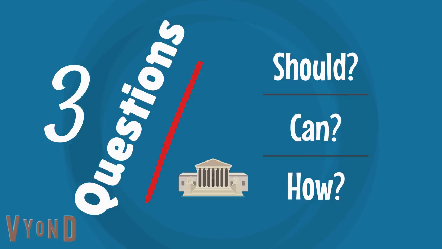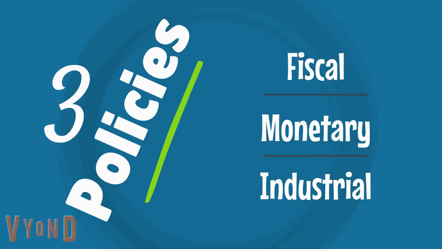And then if we're going to answer yes to the first two of those, then we have the how question. What's our choice? What are we going to do? There are three basic policy choices for us. The first is called fiscal policy, the second is called monetary policy, and the third is called industrial policy. And we will go through these one at a time.